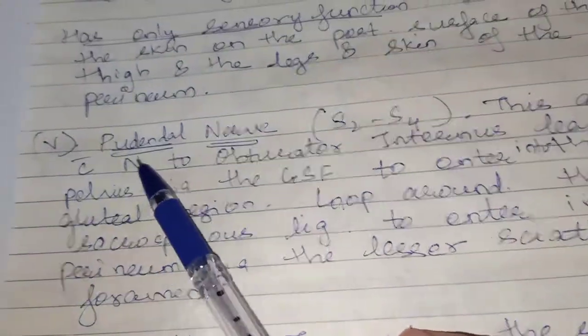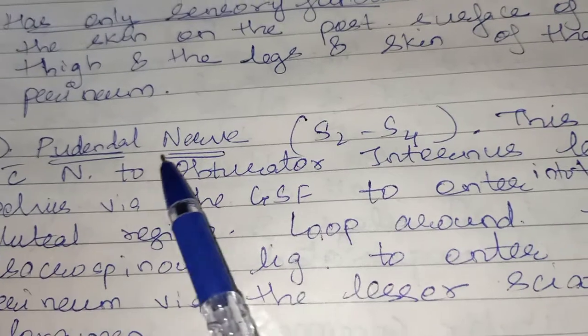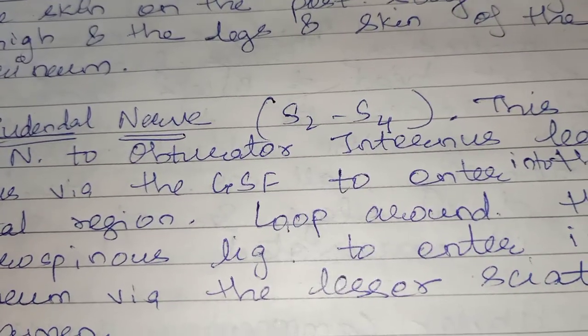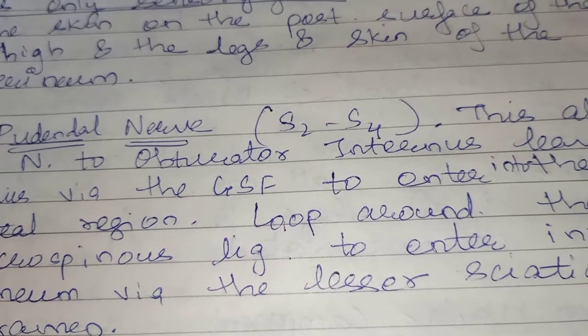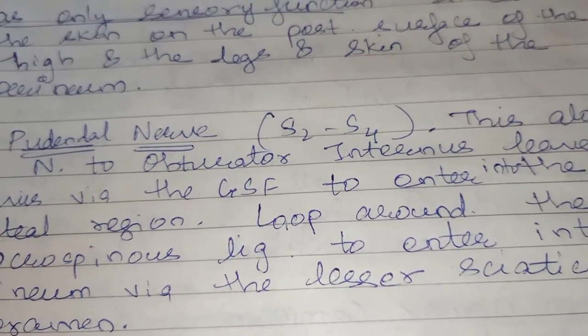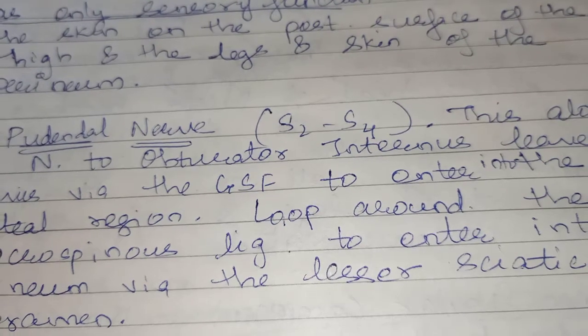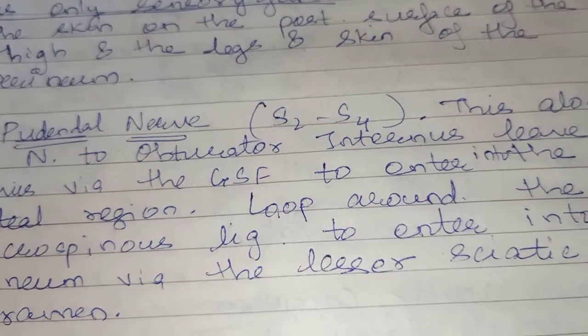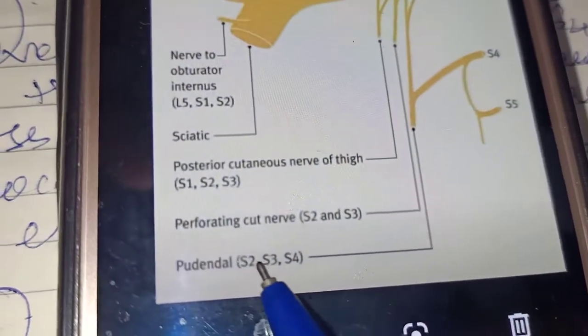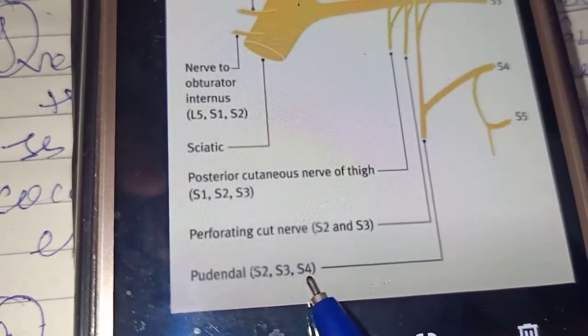The last major peripheral nerve is the pudendal nerve. The root value of this nerve is S2 to S4. So for the pudendal nerve, the root value is S2, S3 and S4.